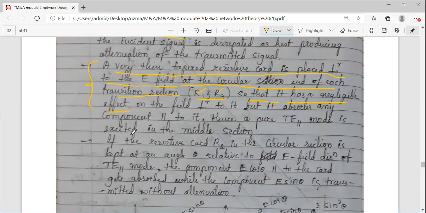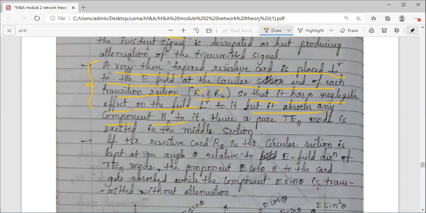so that it has a negligible effect. As I told you, the major working portion is the center C section. That's why we call it rotary, right? The center portion is 360 degrees movable. And the other two resistive cards, R1 and R3, should have negligible effect on the field. But it also absorbs any component which comes parallel to it, because whenever a wave travels, the wave gets resolved into two components, horizontal and vertical. So whenever a parallel, that is horizontal, component comes, it will be absorbed by R1 and R3.